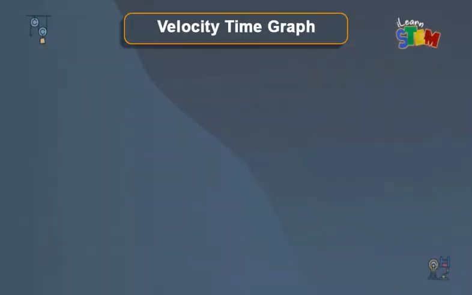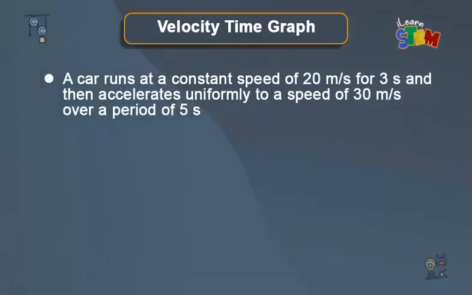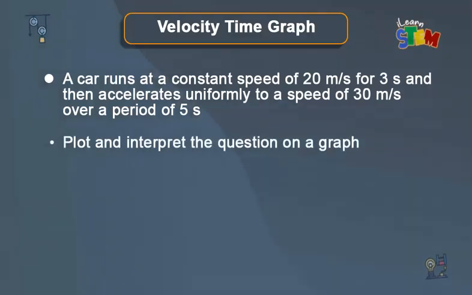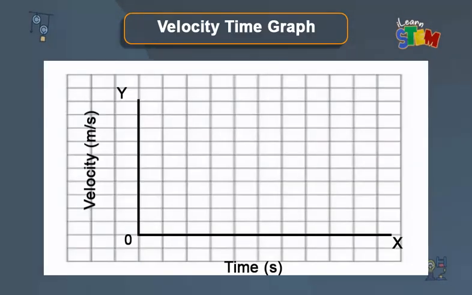Now, let's solve a practical question, so we can get a better understanding. A car runs at a constant speed of 20 meters per second for 3 seconds, and then accelerates uniformly to a speed of 30 meters per second over a period of 5 seconds. Plot and interpret the question on a graph. Find the acceleration. To solve this question, first of all, we will have to draw our velocity time graph, then choose a scale for each axis.